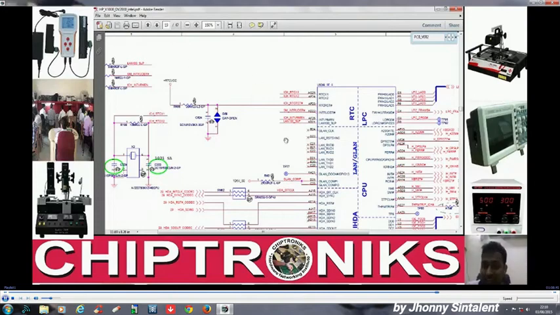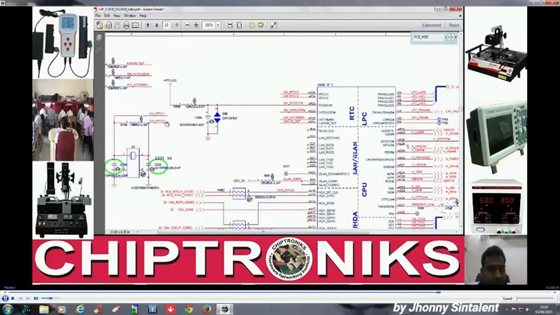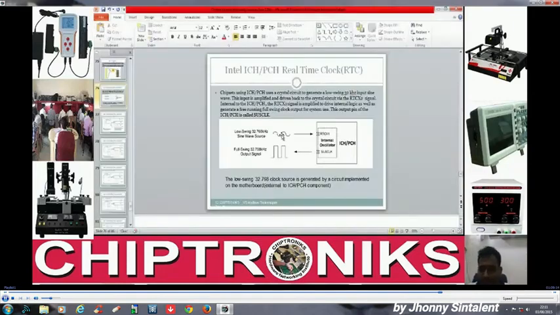So we go over here and we see what happens: this input is amplified and driven back to the crystal circuit via the RTC-X2 signal. So this input signal is amplified by this RTC section, and the waveform over here would have a little more amplitude.